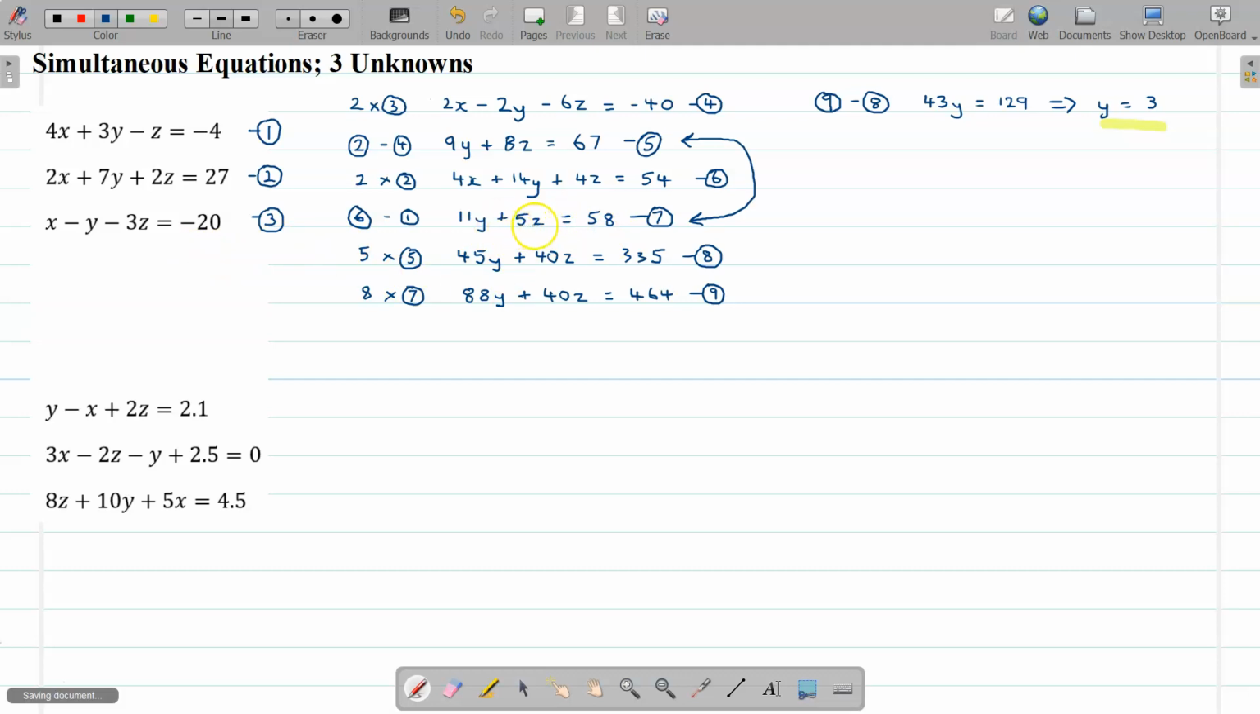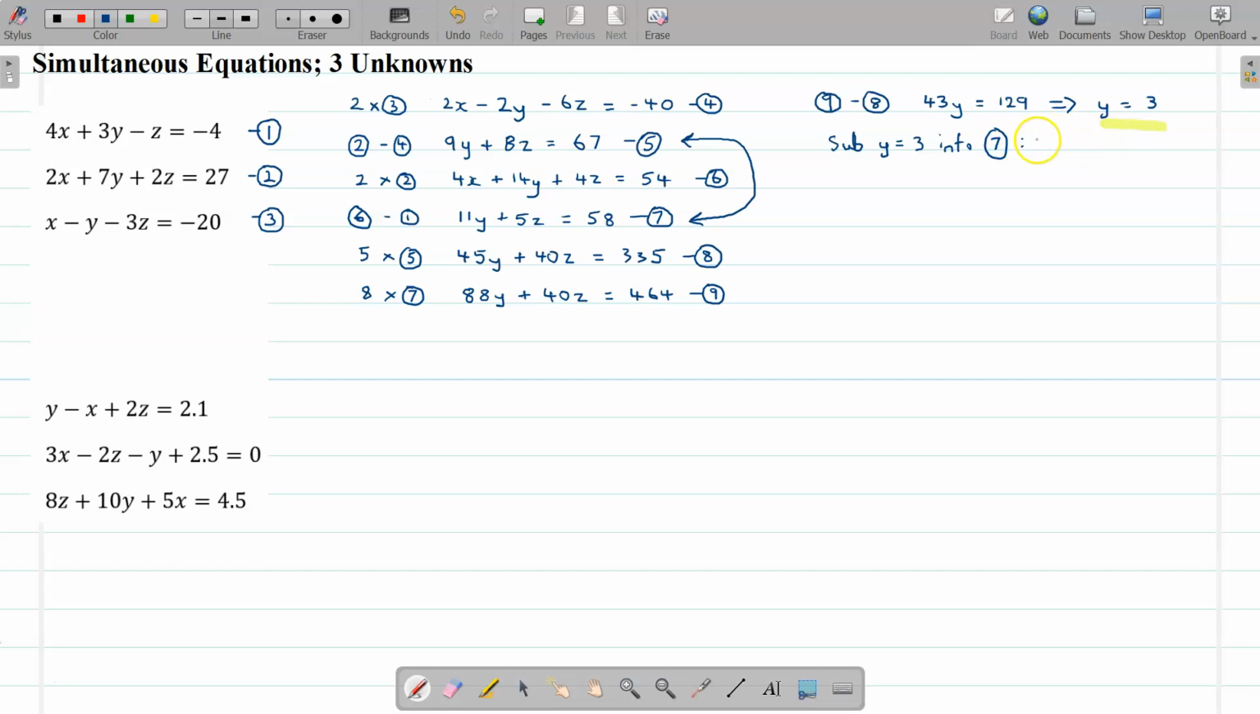So I could sub that into equation 7, for example, which I wrote here, which contains only y and z, and that would tell me what z is. So I'm going to substitute, and I always say what I'm going to do here: substitute y equals 3 into equation 7. And what's that going to give me?